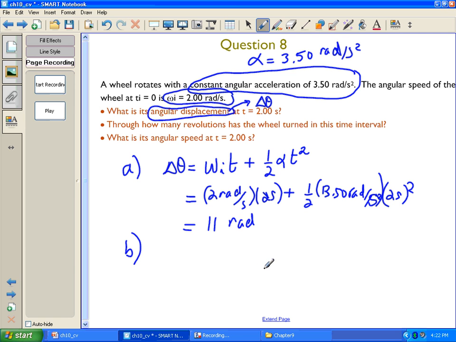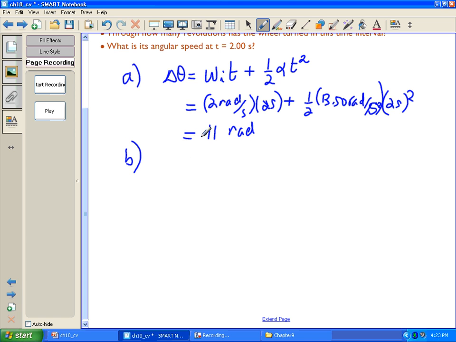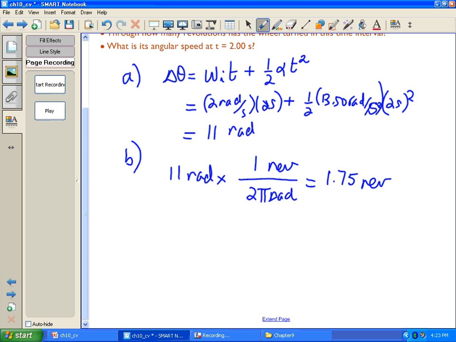Part B says, through how many revolutions has the wheel turned in this time? Well, we know how many radians have been described, but if they're asking us for revolutions, we take the 11 radians and do a unit conversion, because we know that 2 pi radians defines 1 revolution. So we want to know how many 2 pi's are in 11 radians, and the answer is 1.75 revolutions, because rad cancels, 11 over 1, 11 times 1 is 11, divided by 2 pi.